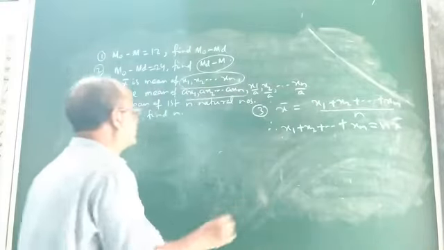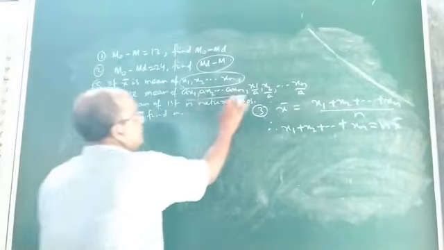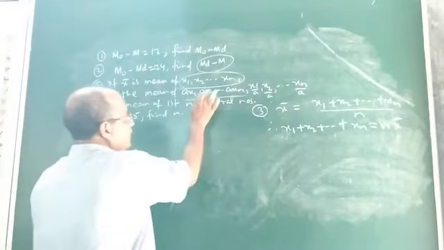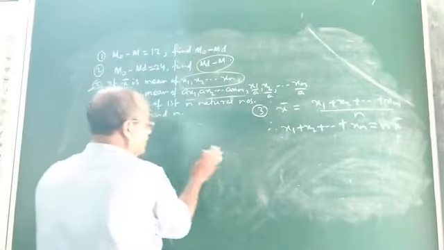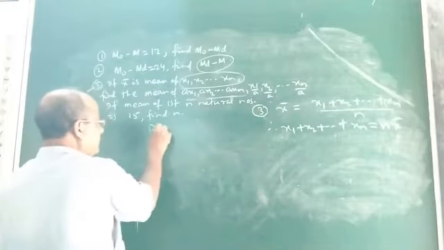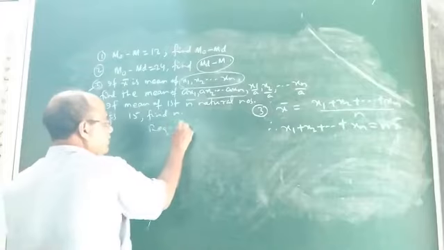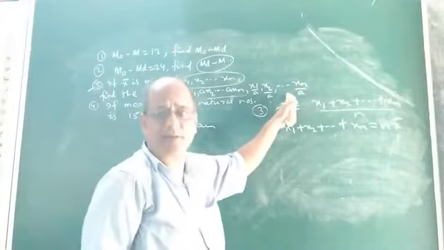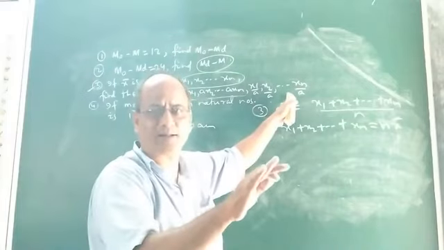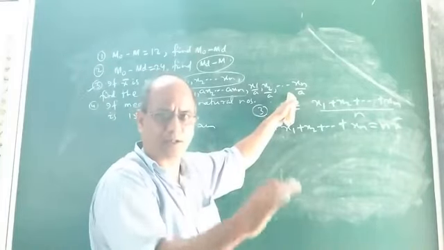Next, we have to find the mean of these observations: ax1, ax2 up to axn, and x1 by a, x2 by a up to xn by a. What will be the required mean? How to find it? First we have to find their sum, and then we have to divide by the total number of observations.